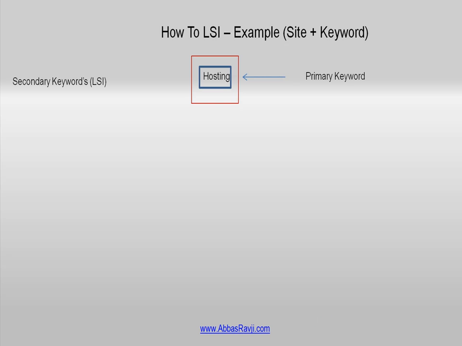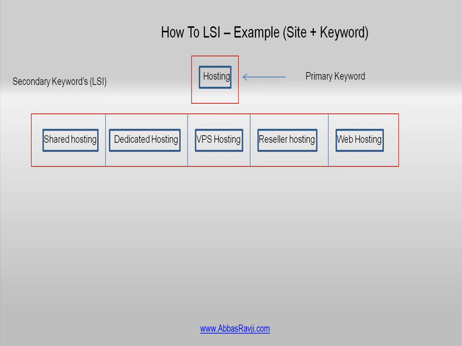And what we're going to do now is have secondary keywords. So working from hosting as our primary keyword, our secondary keywords are going to be things like shared hosting, dedicated hosting, VPS hosting, reseller hosting, web hosting. Now these are our secondary keywords. Guys, let's look at them as pages. So say for example you're working with WordPress, let's look at hosting as your home page, and your shared hosting, dedicated hosting, your secondary keywords, as your pages.